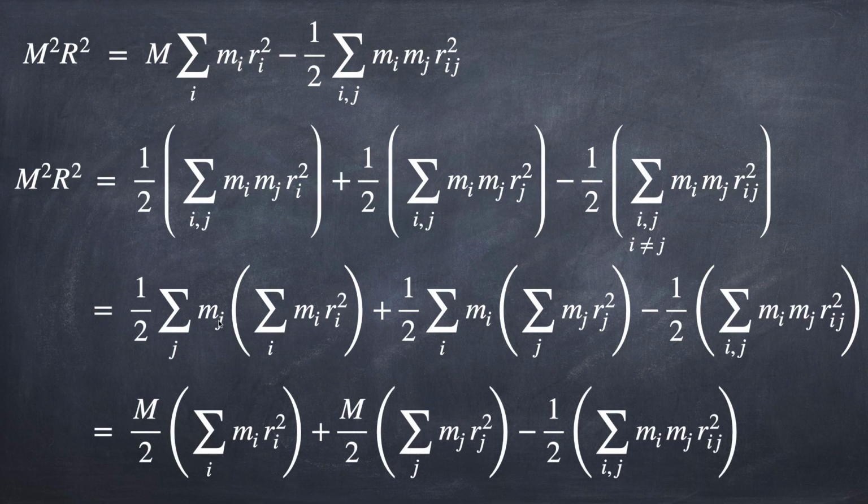Okay, so we can solve the summation of m_j over all possible values of j. This is exactly the total mass of the system, which is capital M. So the result of that is M, and we write it over 2, multiplying this term here. And we do the same here. The summation of m_i over all possible values of i is the total mass of the system. So this will result in M over 2 multiplying this term. And again, we just repeat this last term.